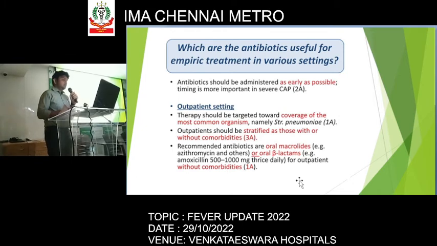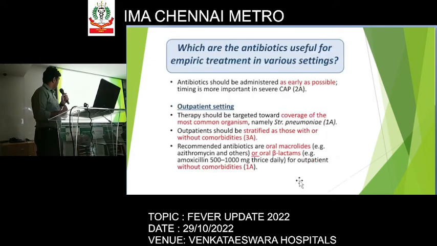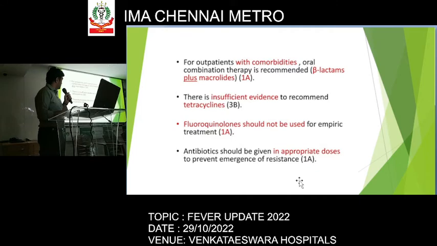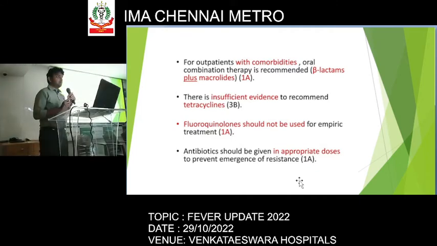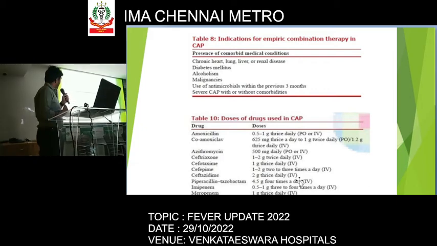For a patient with comorbidities, a combination of beta-lactam plus macrolide can be given, and there is insufficient evidence for recommendation of tetracyclines. And chloroquine should not be used for empirical treatment in community acquired pneumonia, as it is commonly used as a second-line drug for managing pulmonary tuberculosis. And antibiotics should be given in an appropriate dose to prevent emergence of drug resistance. So the indications for combination empirical therapy are chronic heart, liver, lung, and renal disease, diabetes mellitus, alcoholism, malignancies, use of antimicrobials within previous 3 months, and severe community acquired pneumonia.